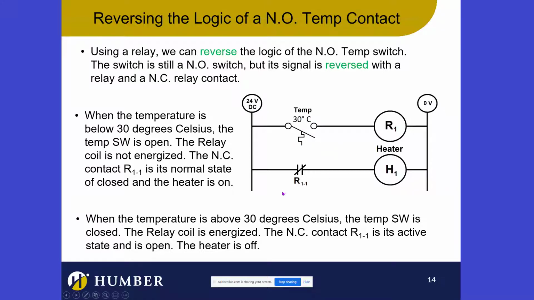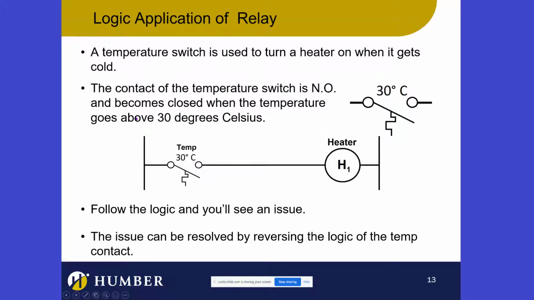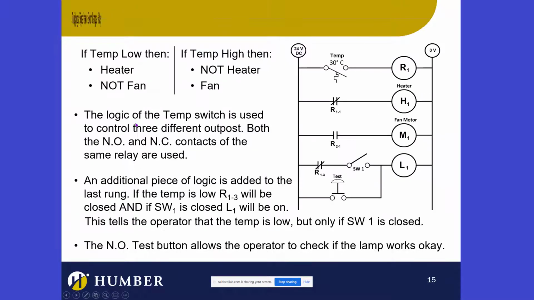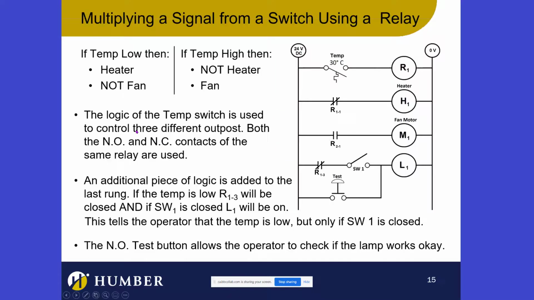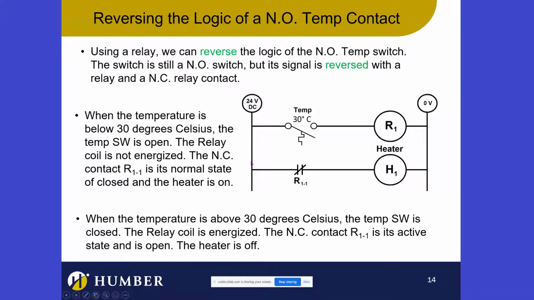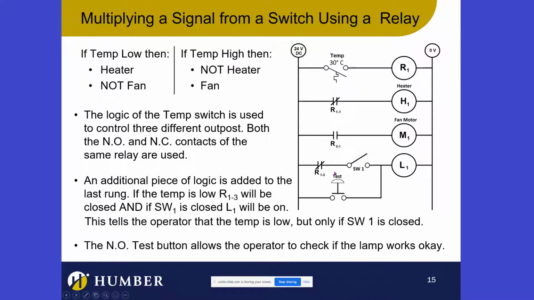So that's cool. There was a little bit of a bump there in the road because I used the wrong word over here. Oh no, I'm jumping too fast. Okay, good. So there you go. That's a good example of reversing the logic.